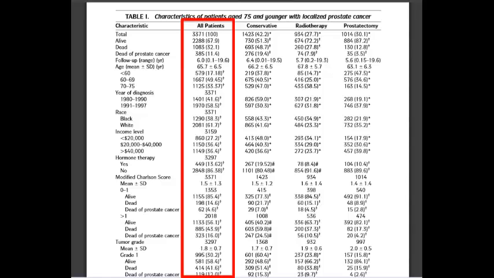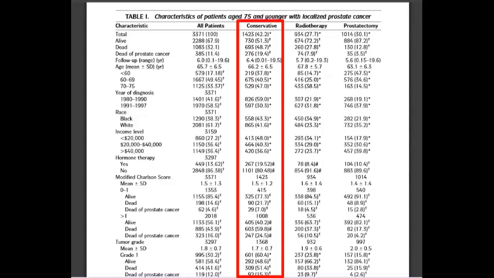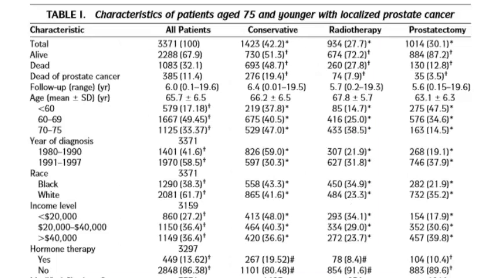You can see that the first column is all patients, and then the next three columns breaks down the patients into their treatment groups: conservative, radiotherapy, and prostatectomy. As an example, we can see that in the conservative group, men between the ages of 60 and 69 were 675. Additionally, there were 416 men in the same age group in the radiotherapy group, and 576 men in that same age group, 60 to 69, in the prostatectomy treatment group.